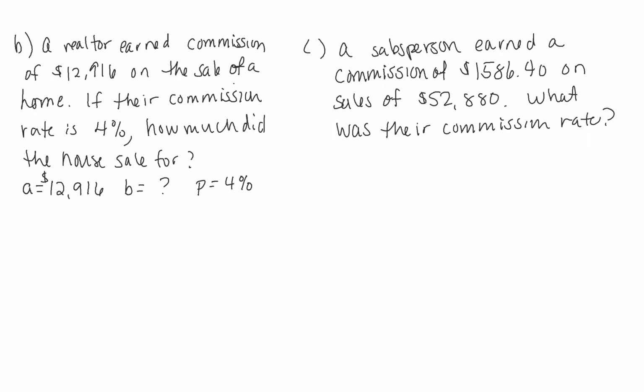So let's use the percent proportion. We would take the amount of 12,916, divide it by the base, which we don't know, and set that equal to the percent over 100. So when we cross multiply, we get 4B equals 12,916 times 100.